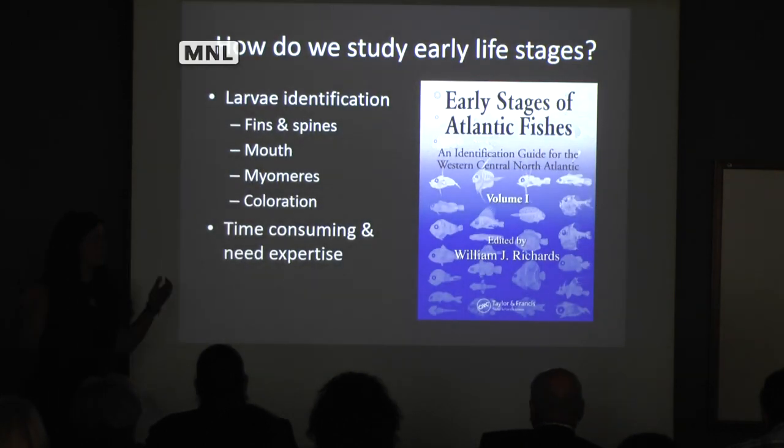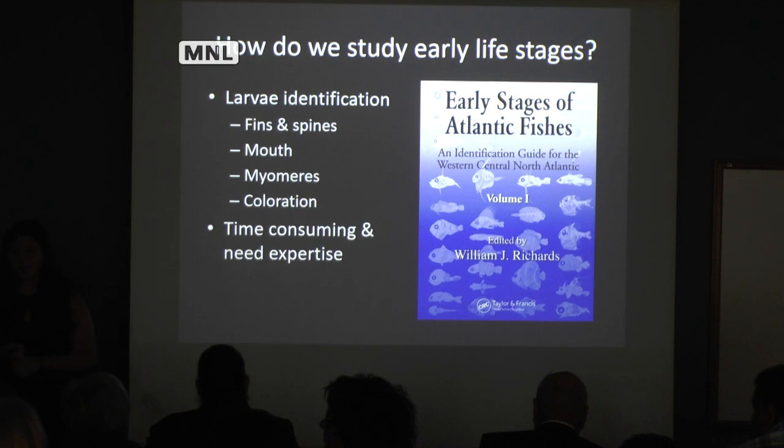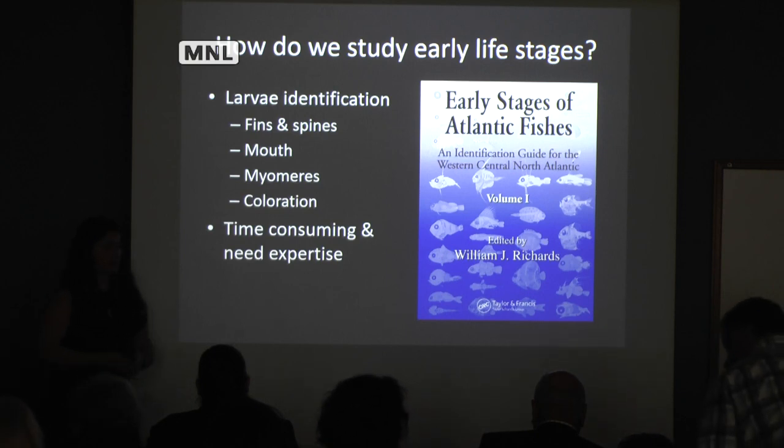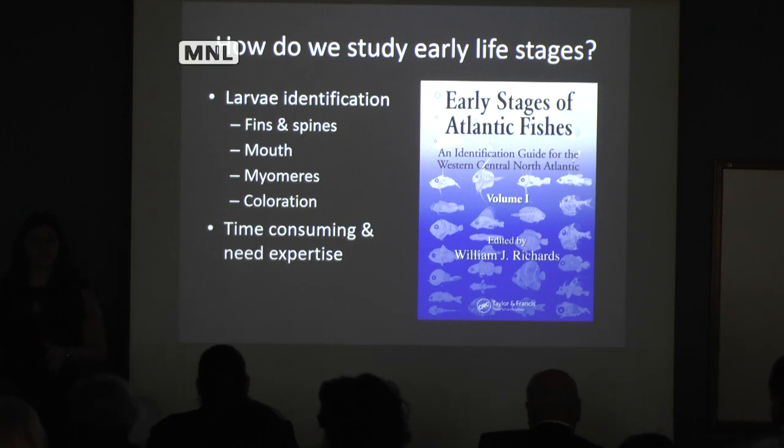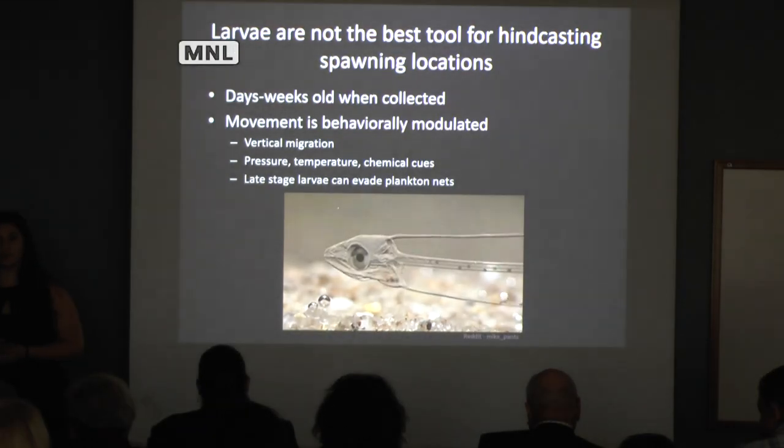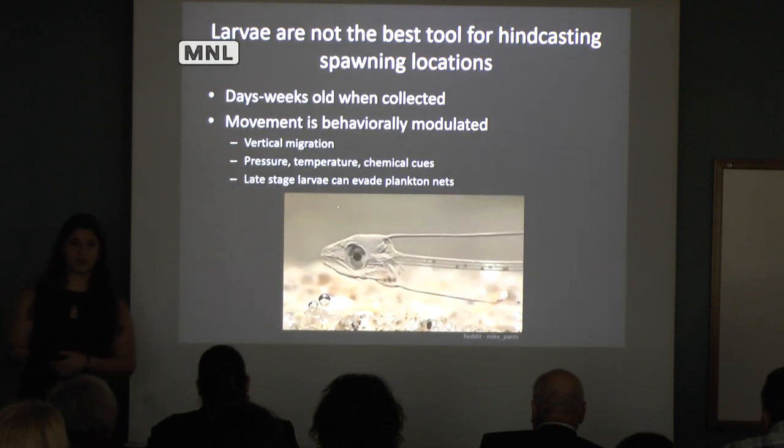So how do we study life stages? Well, early life stages include larvae, and a lot of times people identify larvae based off of fins and spines, based off of where the mouth is situated, also how many myomeres they have, and the coloration. And so this can be time consuming, and also you need experts to do this. The United States actually sends all of our samples out to Poland to be identified by one group of women. Larvae are also not the best tool for hindcasting spawning locations.